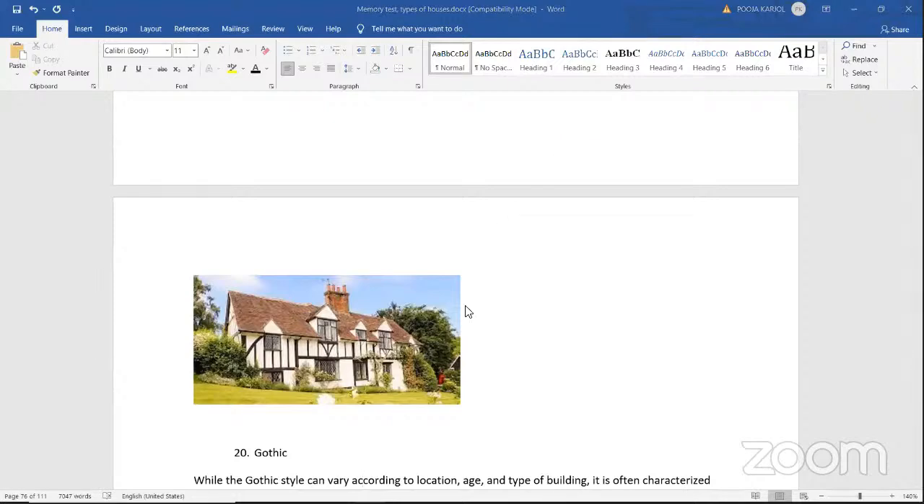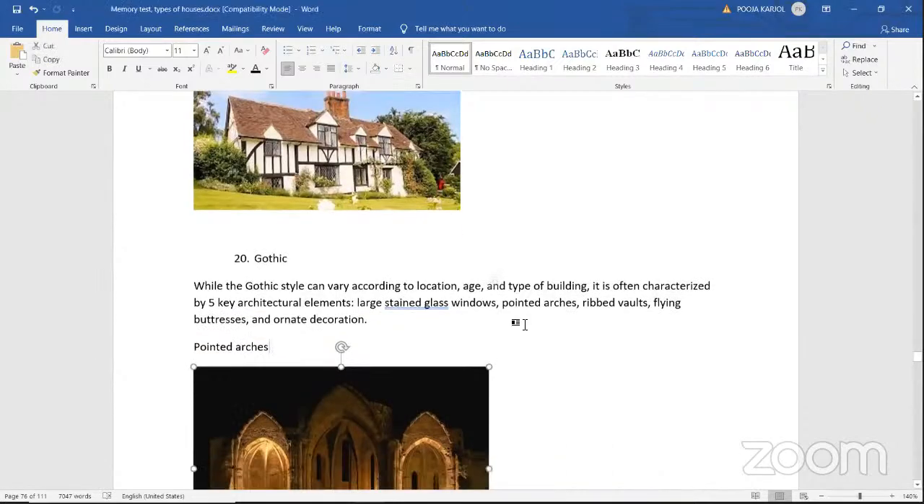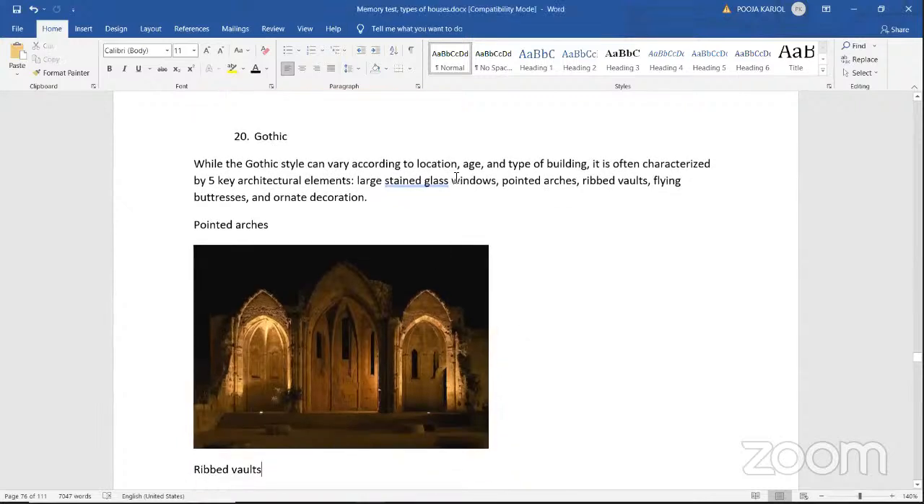Yeah, Gothic. Large stained glass windows, pointed arches, as you can see. Ribbed vaults, you'll see what ribbed vault means. Flying buttresses and ornate decoration.